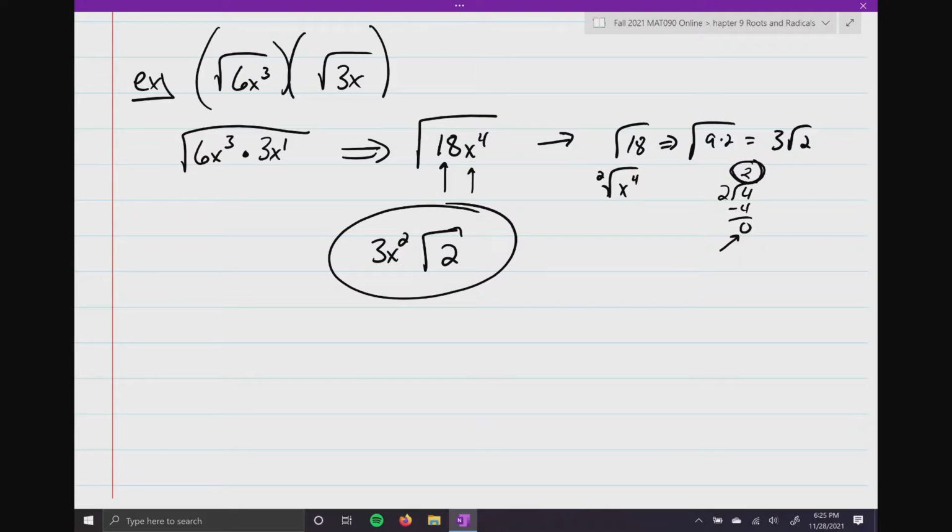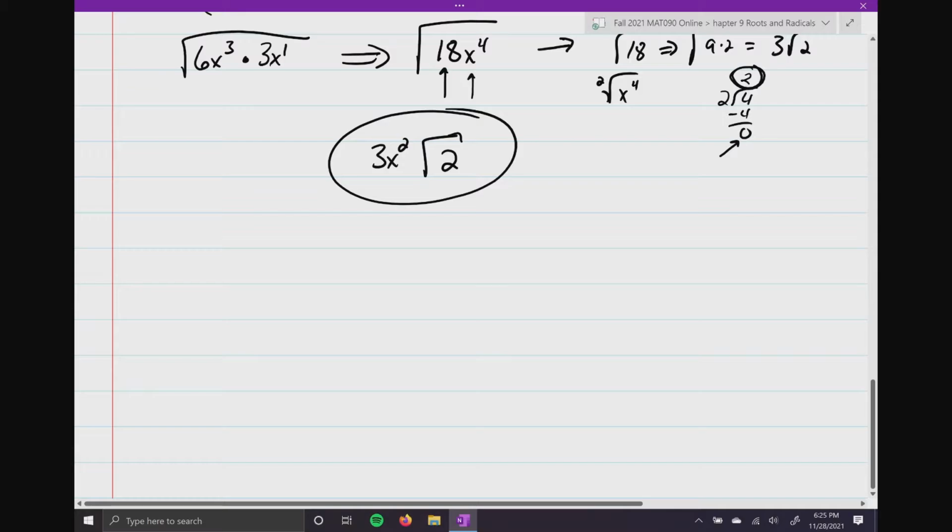Okay, let's do another one here. How about 2? Actually, let's do this one. The square root of 2y to the third times the square root of 50y to the second.